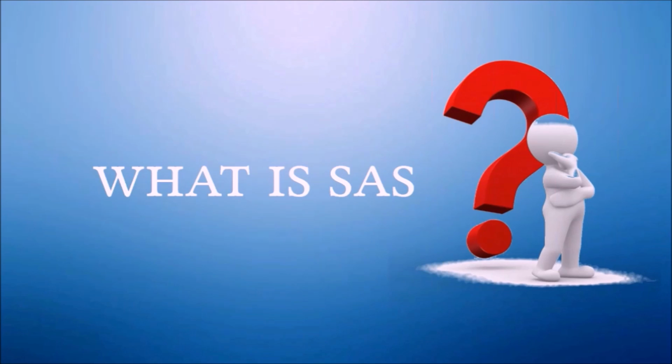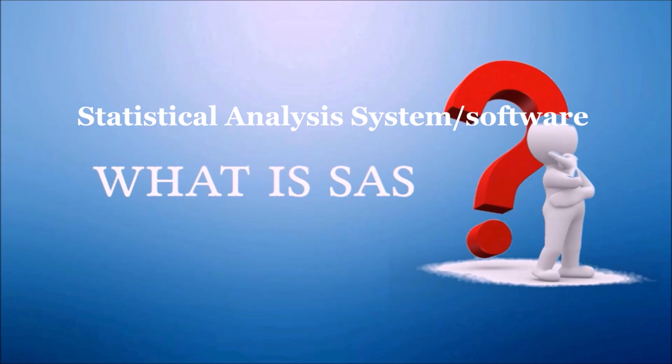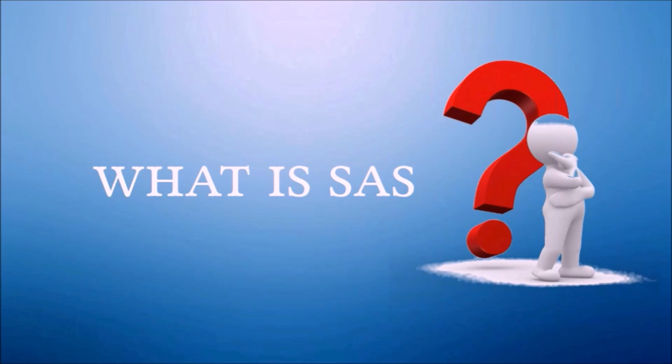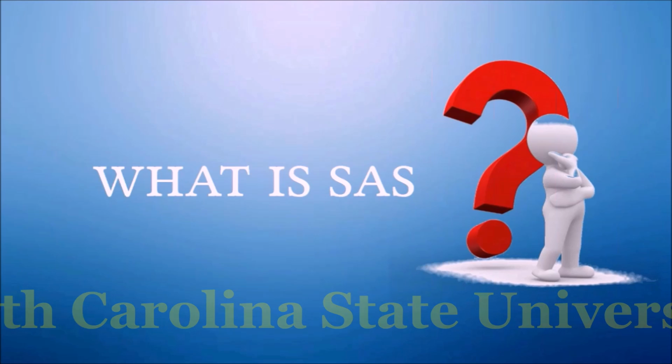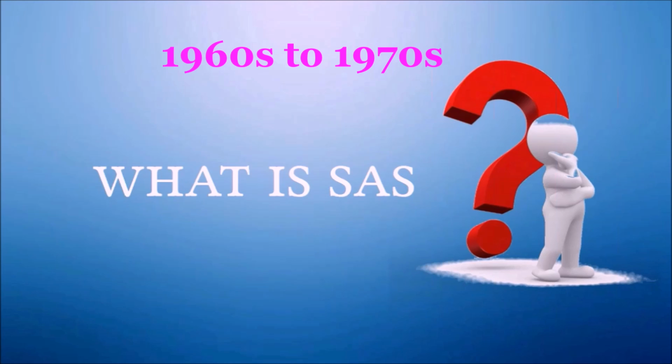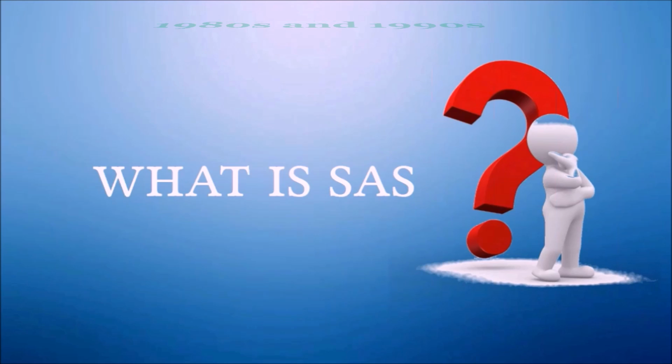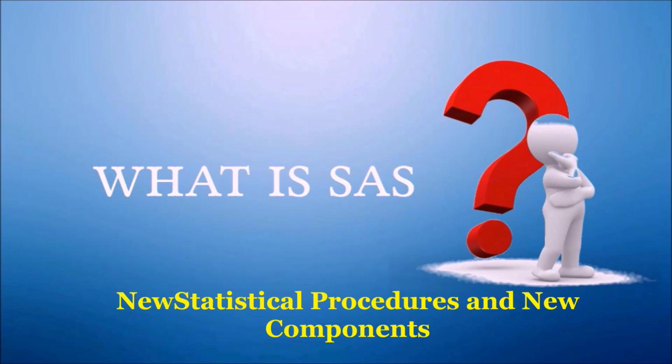Now let's see what is SAS. Just discuss briefly about SAS. Like what kind of work we can do, what is the full form of SAS, when SAS was developed, where SAS was developed, all these things. Coming to the abbreviation, it is Statistical Analysis System or Software. SAS was developed at North Carolina State University during the 1960s and 1970s. Later, SAS was further developed in the 1980s and 90s with the addition of new statistical procedures and new components.